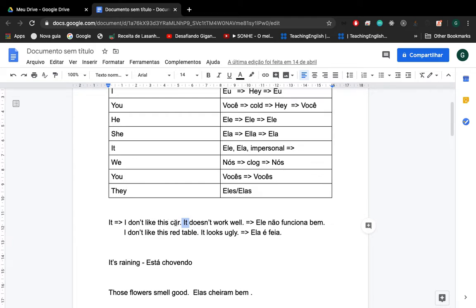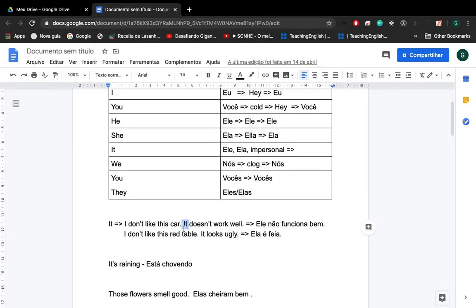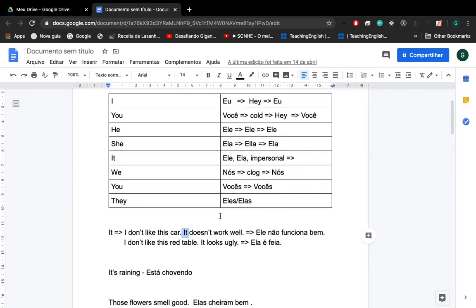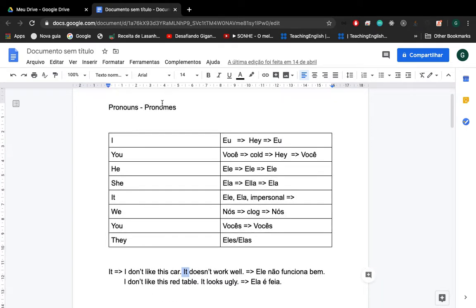So this is the same for all of the other pronouns we have out there. We use them instead of the name of the object or instead of the name of people, to refer to them again, especially to not be repetitive. So let's get started here.